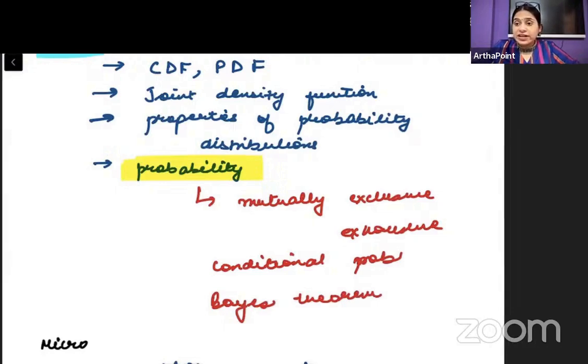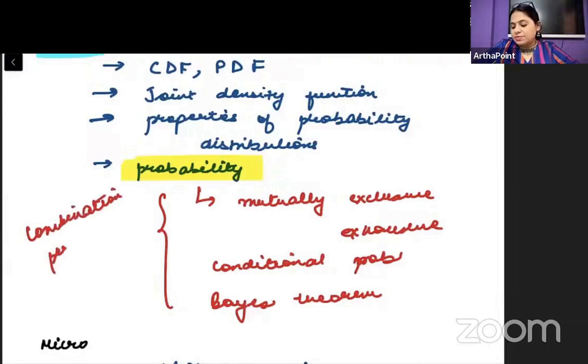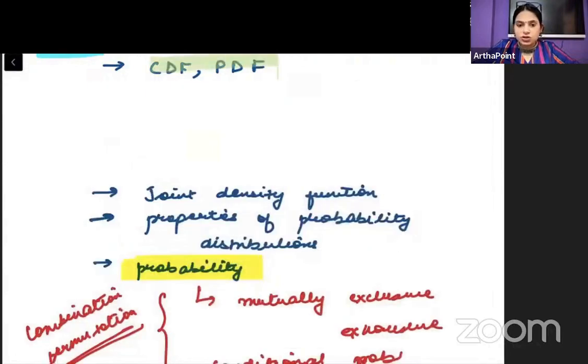You have to be very, very clear as to where you need to use combinations and where you need to use permutation. 90% of the questions would actually be using combination. Okay. Then the next thing that you have to be aware about, that is going to be the CDF and the PDF functions, the cumulative distribution and probability density function.